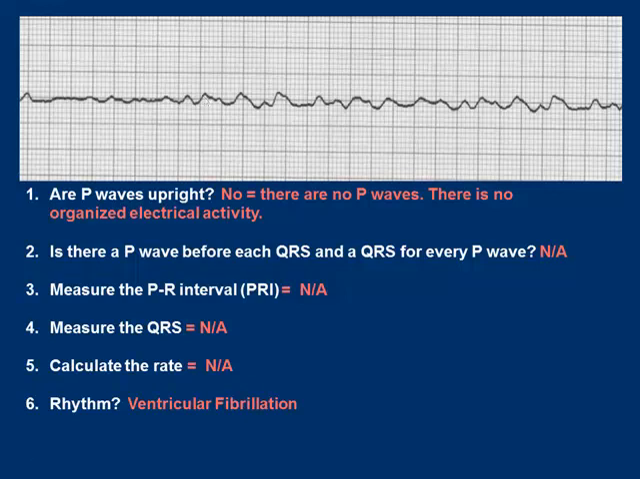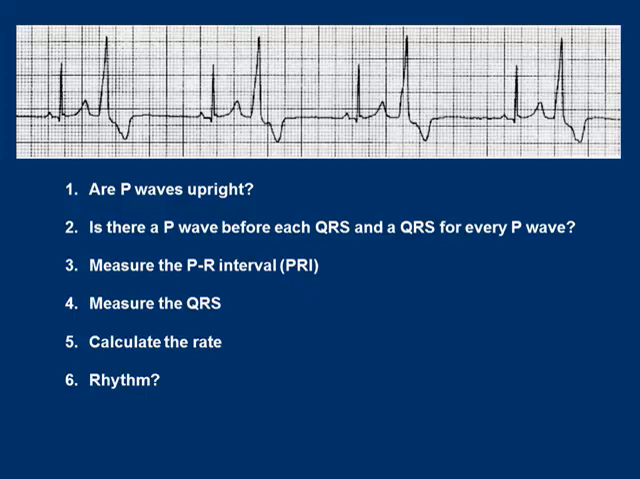But again, notice when you look at VTAC how organized and regular it is. V-fib is always irregular. It's disorganized looking. This is fine V-fib. Now let's look at this rhythm.